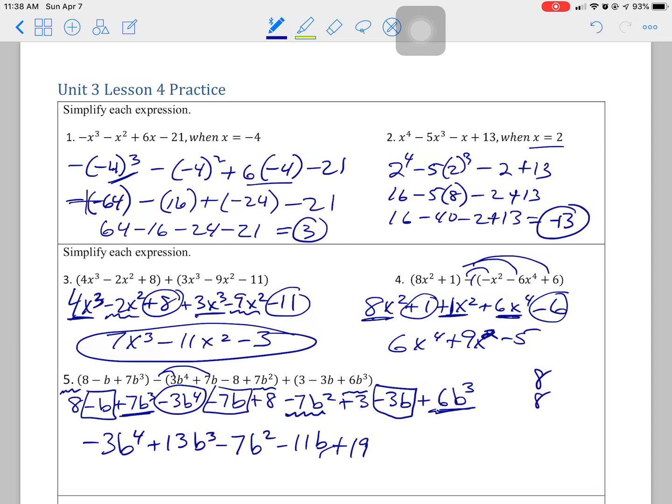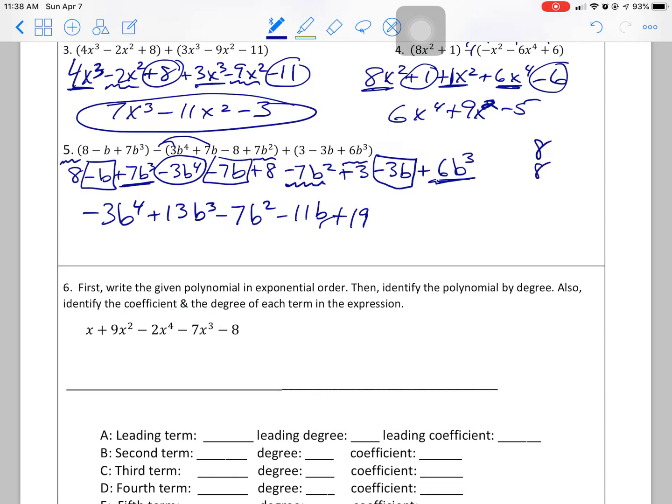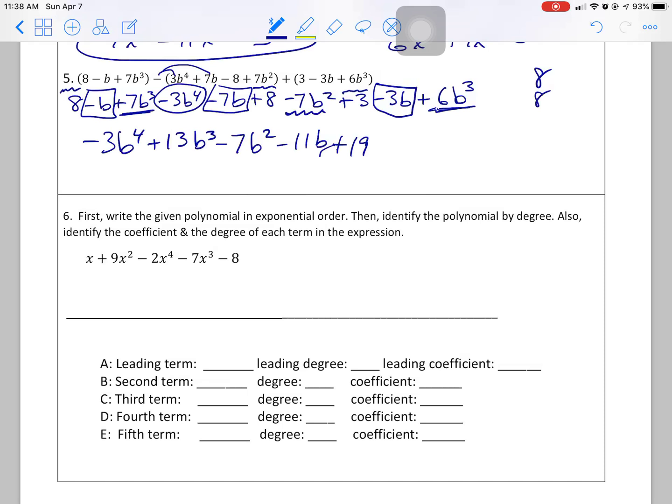Okay. Alrighty. And none of those are like terms. That's the 4th, the 3rd, the 2nd, the 1st, and the 0. So none of those can be combined. All right. Write in exponential order. So there's a 4 and a 3. Oops, and a 2 and a 1.